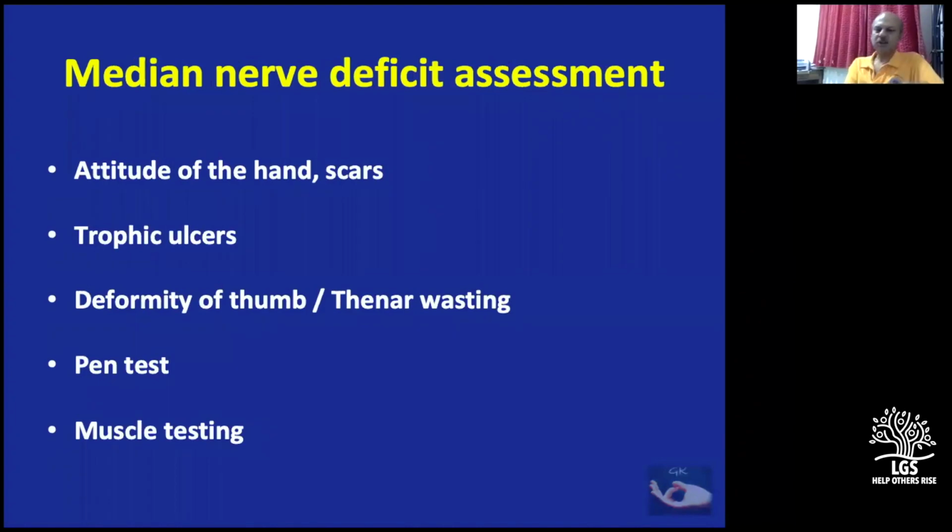Now, what we need to see when we assess a patient with a median nerve palsy are, sometimes the diagnosis may be very obvious. He has got a flattening of the palm, the thumb is supinated, the thenar eminence is sort of flattened out. There is a low wasting. But what we need to see, the attitude of the hand, if any scars are present, look for trophic ulcers, and then look for any deformity of the thumb and thenar wasting. Then the tests that we do, we'll see that as we go along, and the muscle testing of the different muscles, especially the flexor digitorum profundus, flexor digitorum superficialis.